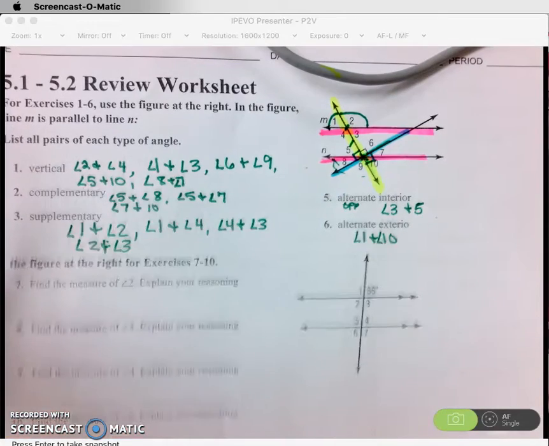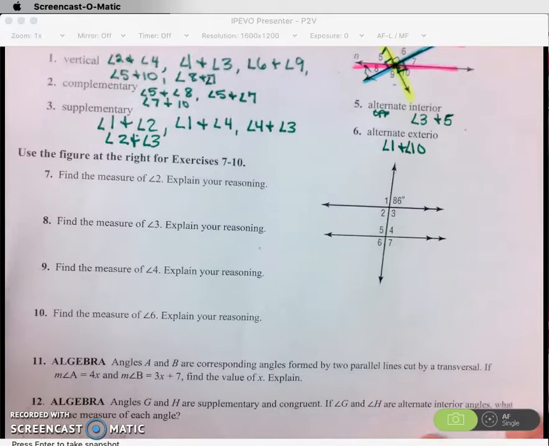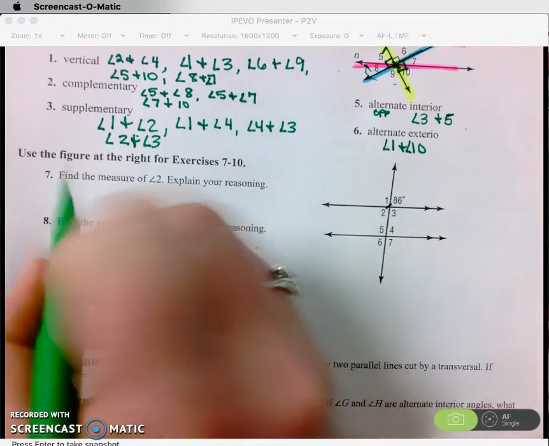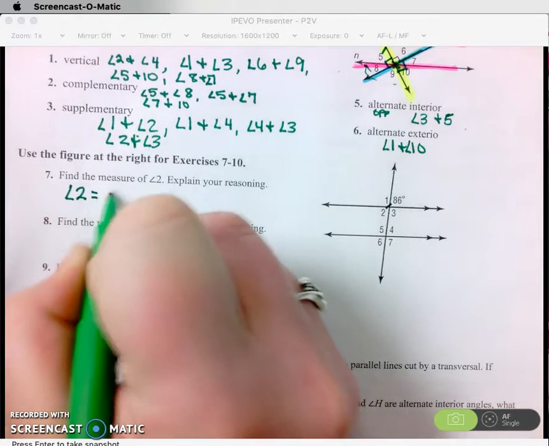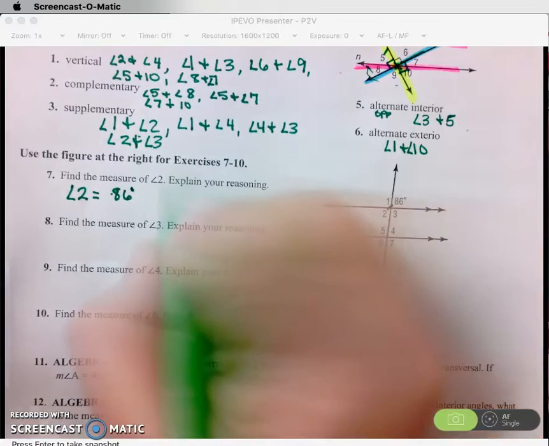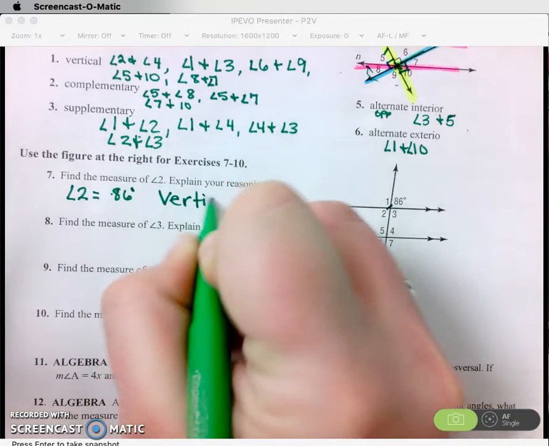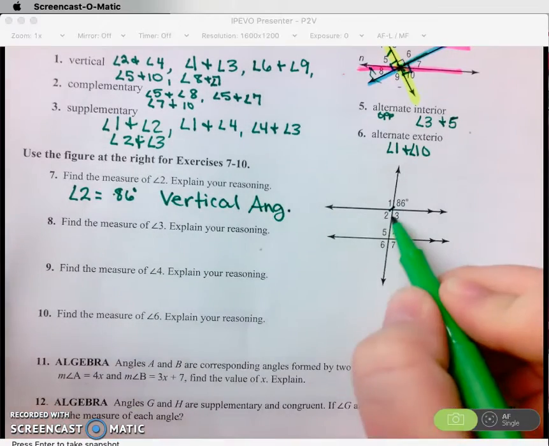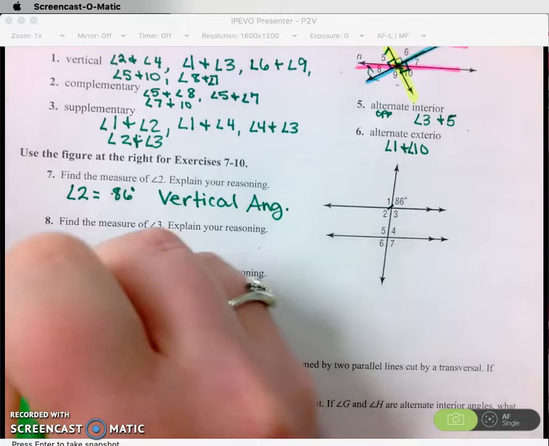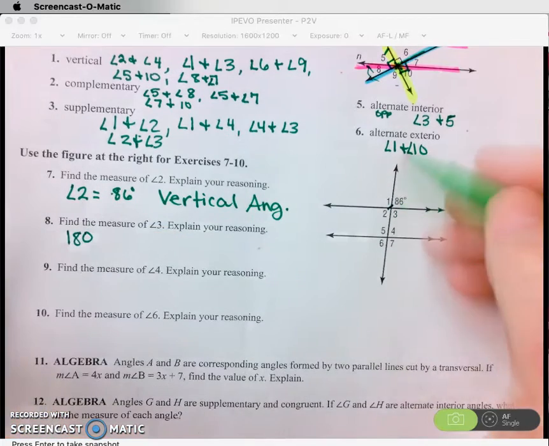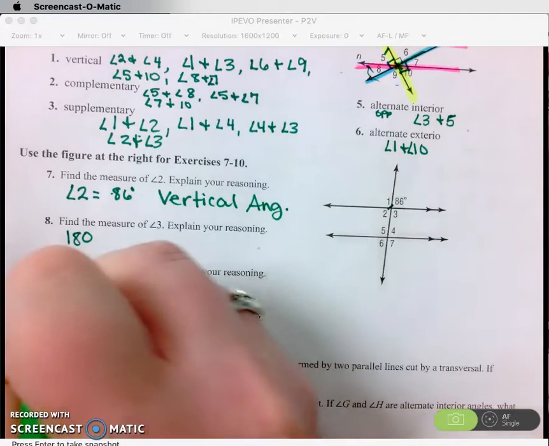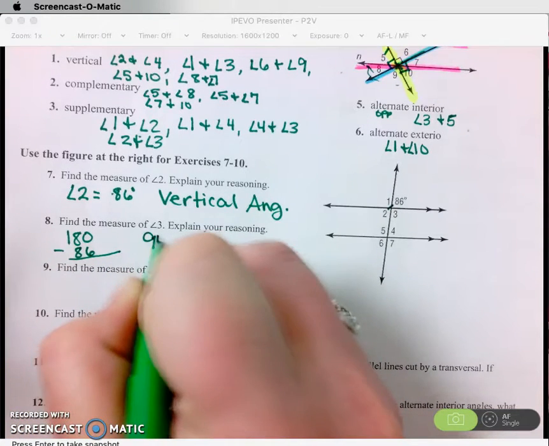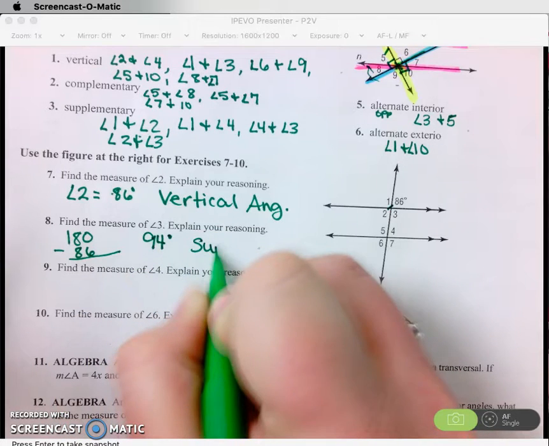Okay, find the measure of angle 2 and explain your reasoning. Angle 2 is across a vertex from the given angle. So angle 2 has got to equal 86 degrees also, because vertical angles. Measure 3 then would be 180. It creates this transversal line, so it's 180 minus that 86, which is equal to 94 degrees. In your reasoning, supplementary.